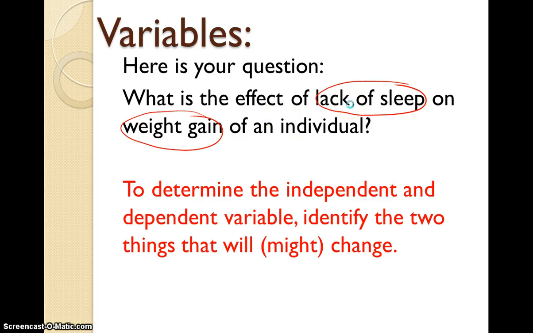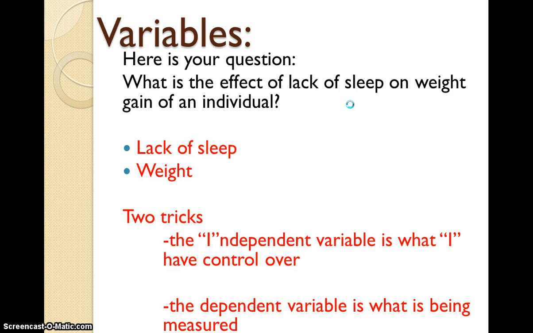Now, once we have those, here's your two factors that we just circled. Lack of sleep and weight, or weight gain, however you want to write that. These are our two factors in our question. These are the things that we can change and measure. So which one are you going to change and measure? That's what you're going to do here.